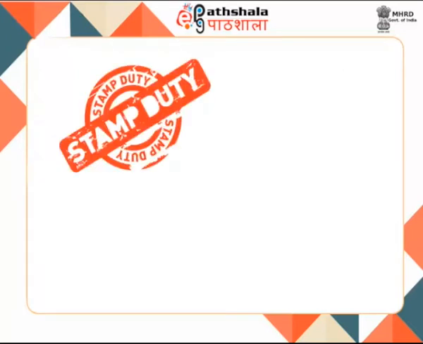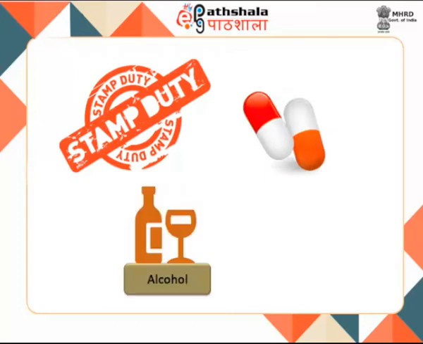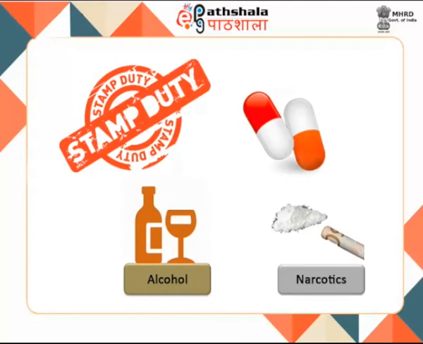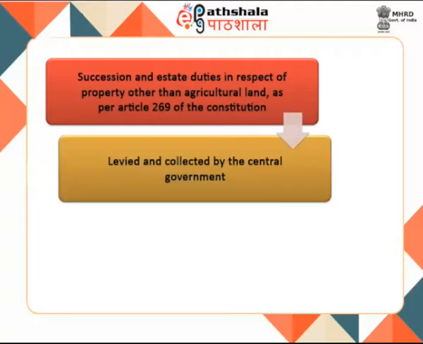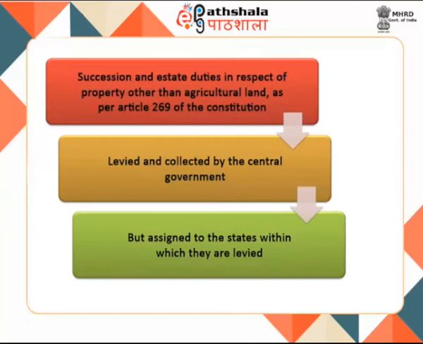Stamp duties and excise duties on medicinal preparations containing alcohol or narcotics are levied by the union government but are collected and appropriated by the states. Succession and estate duties in respect of property other than agricultural land, as per Article 269 of the Constitution, are levied and collected by the central government but are assigned to the states within which they are levied.